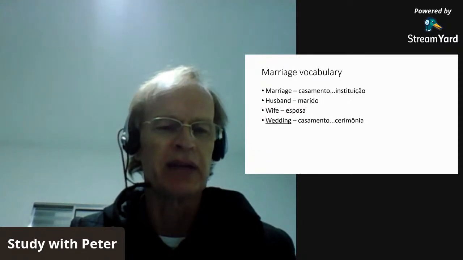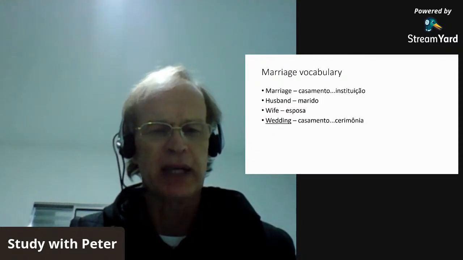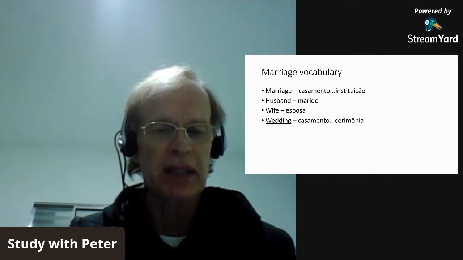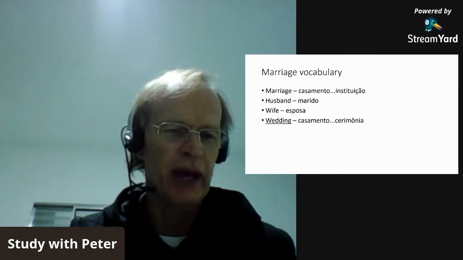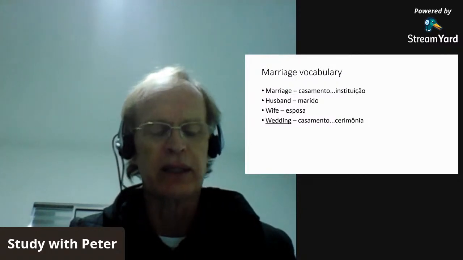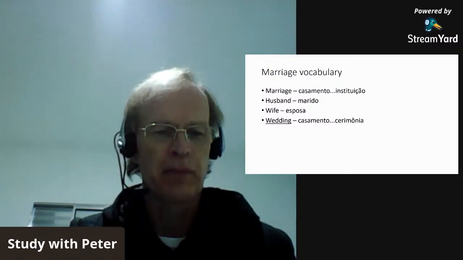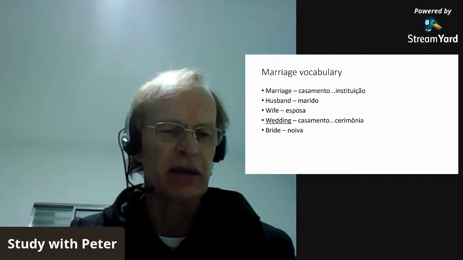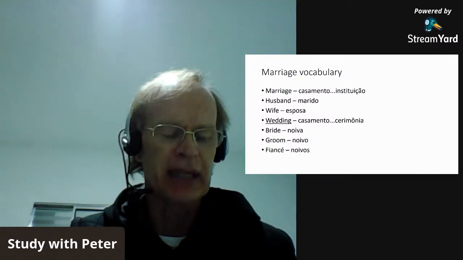Now, the ceremony, I hope I spelled that correctly, is casamento also. But this is just the ceremony. So wedding. We do have the verb wed. Now this is a gerundio also. So the verb is wed, and then the ceremony is wedding. Então, in the ceremony, you have the bride and the groom. So noiva, noivo.